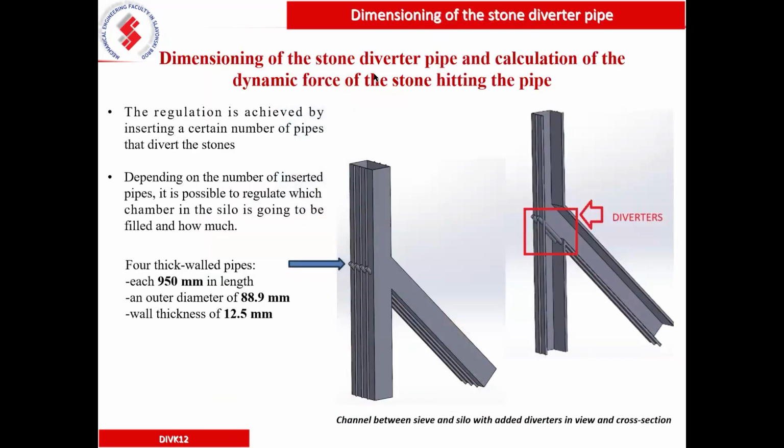Okay, here are the channels and a certain number of pipes inside, and pipe diverters also. So depending on the number of inserted pipes, it is possible to regulate which chamber in the cell is going to be filled and how much. And there are 4 thick-walled pipes. The dimensions are 950 millimeters in length for all of them. And the outer diameter was almost 90 millimeters with a wall thickness of 12.5 millimeters. It means that it's a thick-walled pipe.